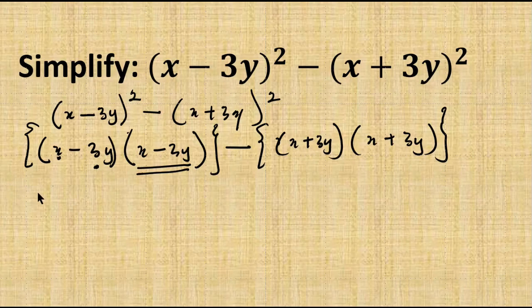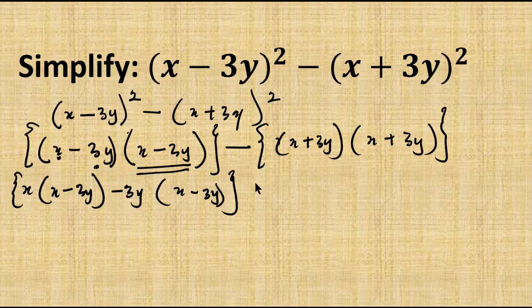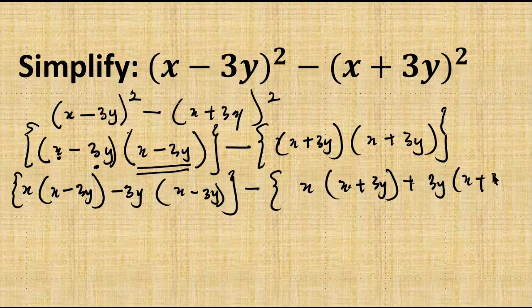So that becomes x into (x - 3y), then into (x - 3y). So I'll do the same thing here again, minus, I'll pick x again into (x + 3y), then plus 3y into (x + 3y). Then I'll close my bracket. So that the first expansion will be x times x here, that will give you x squared.